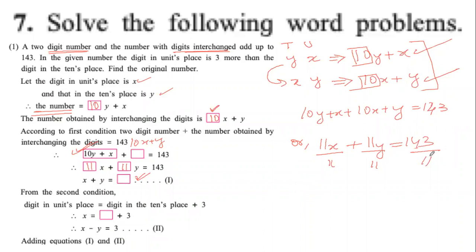Now, if you know the multiplication table, 11 ones are 11, 14 minus 11 is 3, 3 33, 11 threes are 33. So, Chanda, tell me once again, what will be the fill in number in this blank? 13. 13.